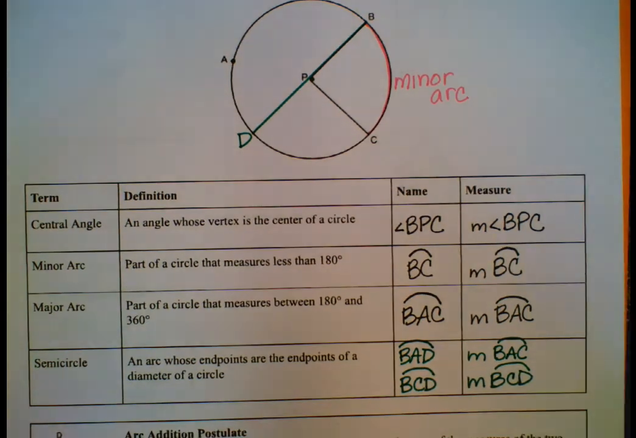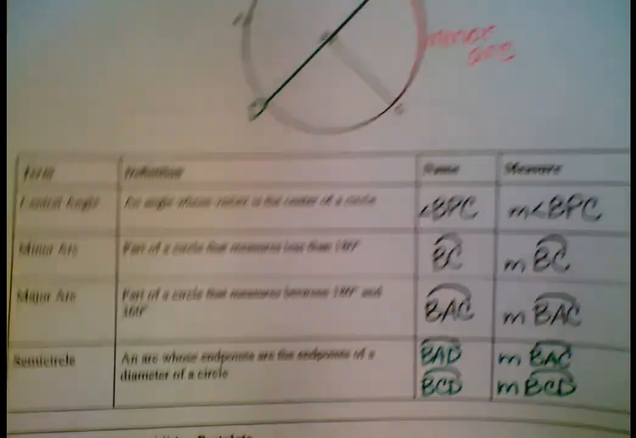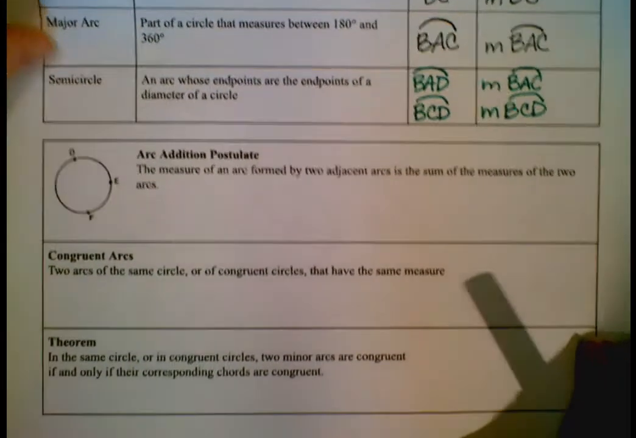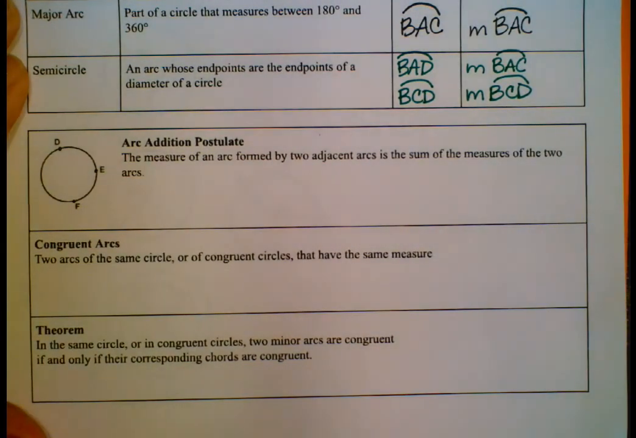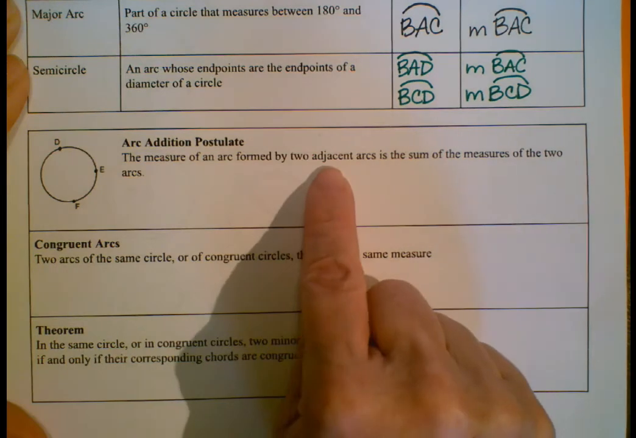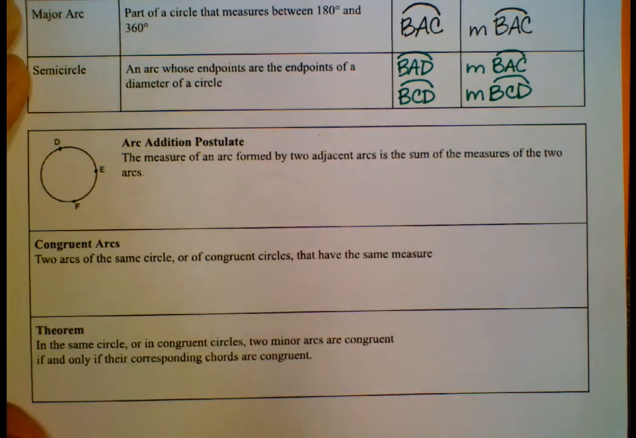All right, so we have three definitions and theorems down here at the bottom of the page that we want to look at as well. The first of which is the arc addition postulate. The measure of an arc formed by two adjacent arcs is the sum of the measures of the two arcs. Now remember, adjacent, we've talked about before with angles. Adjacent means neighboring. They share something in common, but they don't overlap otherwise.